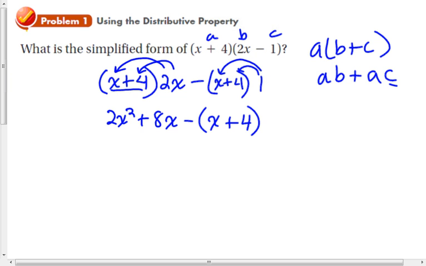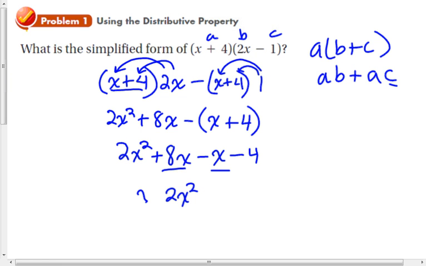And then I'm just going to simplify this and combine like terms. I get minus x minus 4. And I can combine these two here. So I get 2x squared, 8x minus 1x is 7x minus 4. All right, you try that.